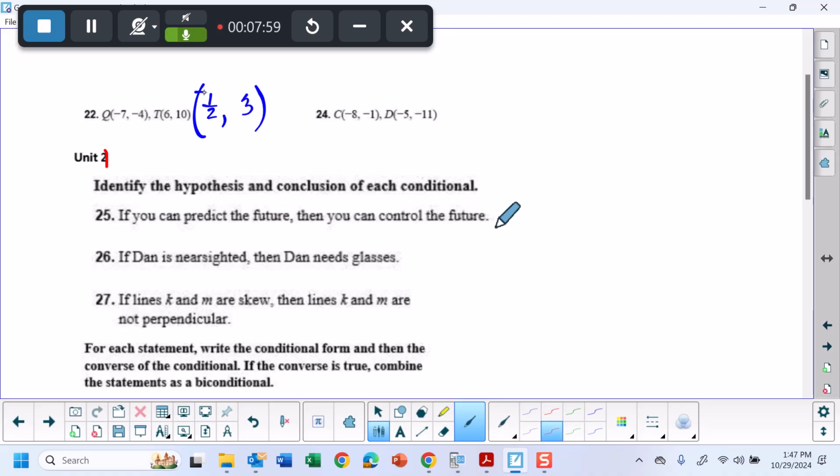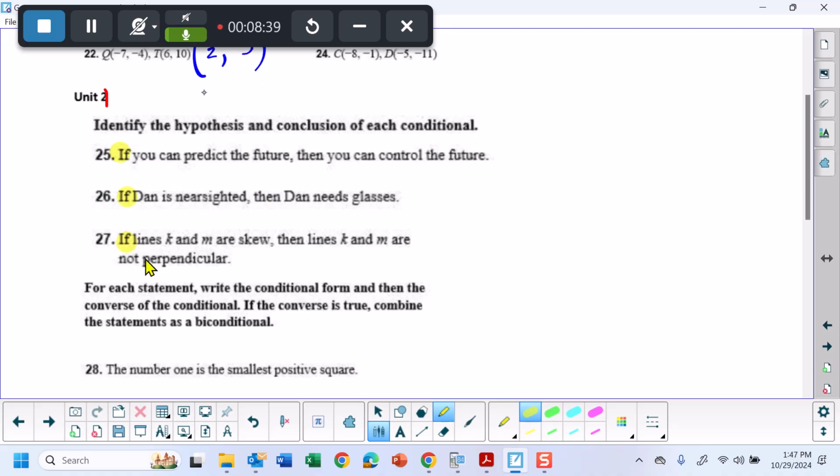That's okay. Hypothesis, conclusion. Your hypothesis always follows the if. So in this case, the sentences are written in a standard form, but be ready for the conversation to be, Dan needs glasses if he's nearsighted. So take a look at 26. If we switch the sentence around, Dan needs glasses if he's nearsighted, if he's nearsighted is still the hypothesis. That's still my P. Even though the order of the sentence was switched, that's okay. It's still our hypothesis; it always follows the if.